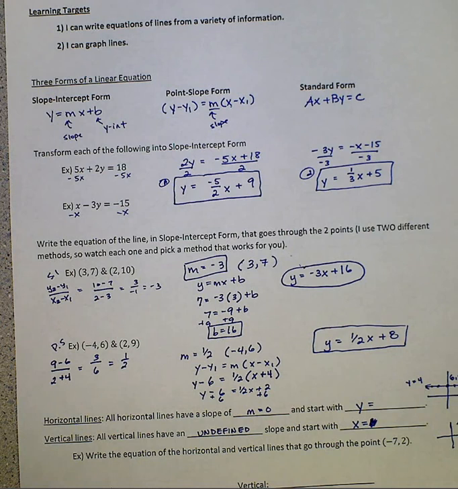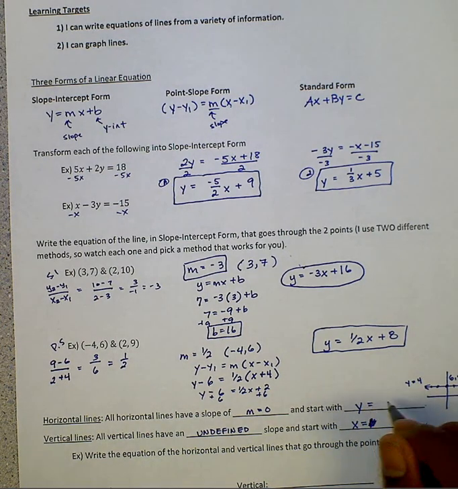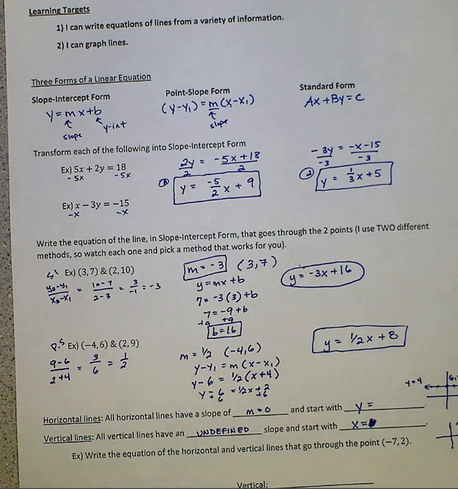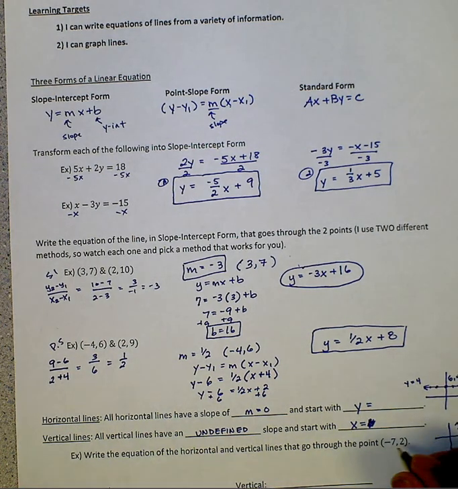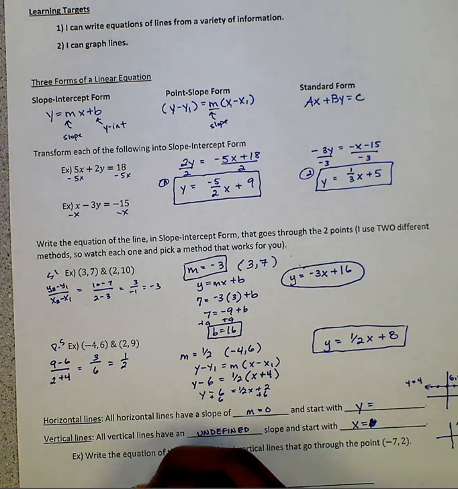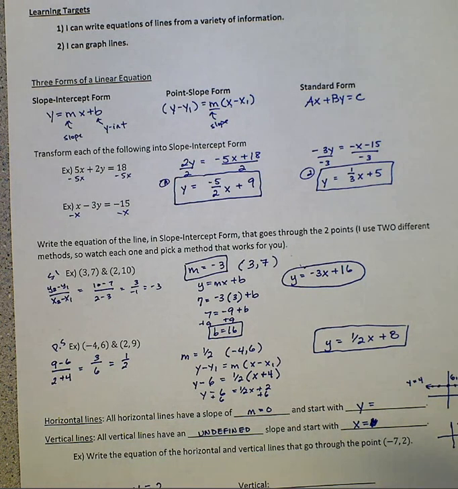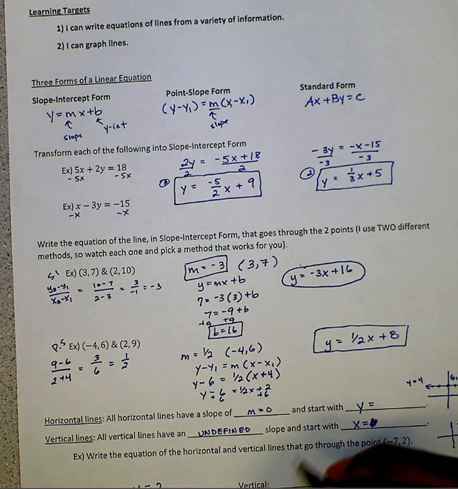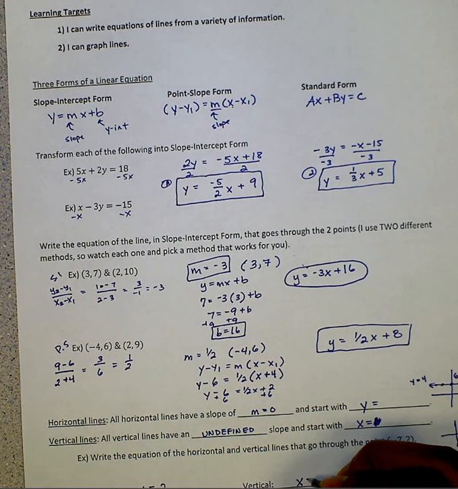Okay, so horizontal lines are always y equals, vertical lines are always x equals. Alright, so it says write the equation of the horizontal and vertical lines that would go through the point negative 7, 2. So horizontal lines means that the y's are going to stay the same, and so we have y equals 2. The vertical line, the x's would stay the same, and so we'd have x equals negative 7.